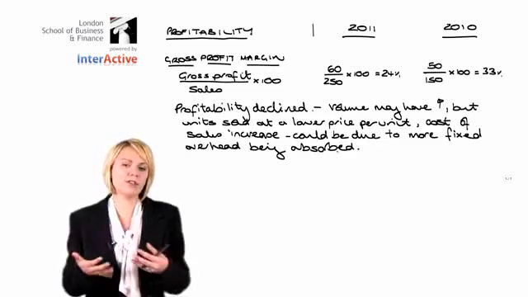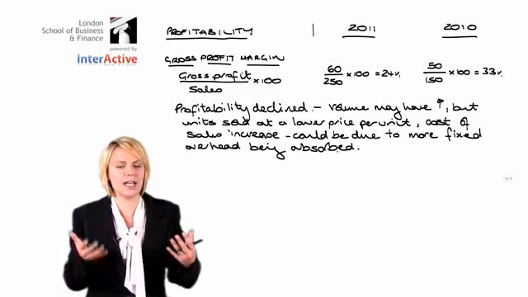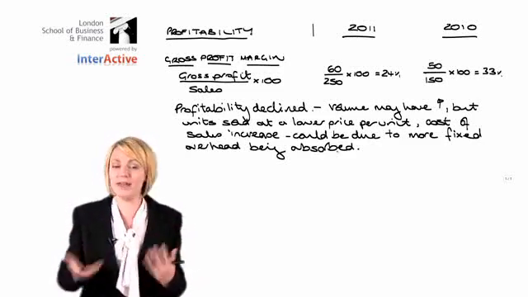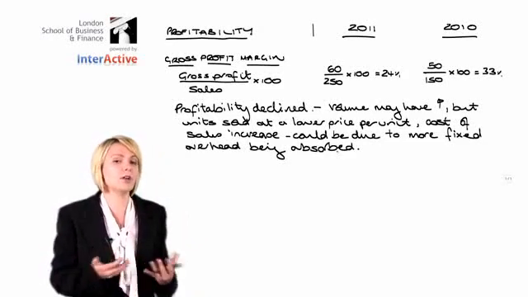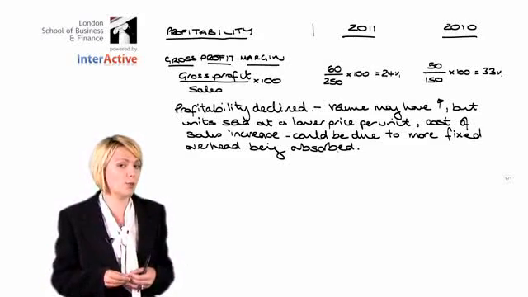Okay? So what we've done there is calculated the ratios and interpreted them. The main interpretation is that profitability has gone down. And we've also given possible reasons as to why.